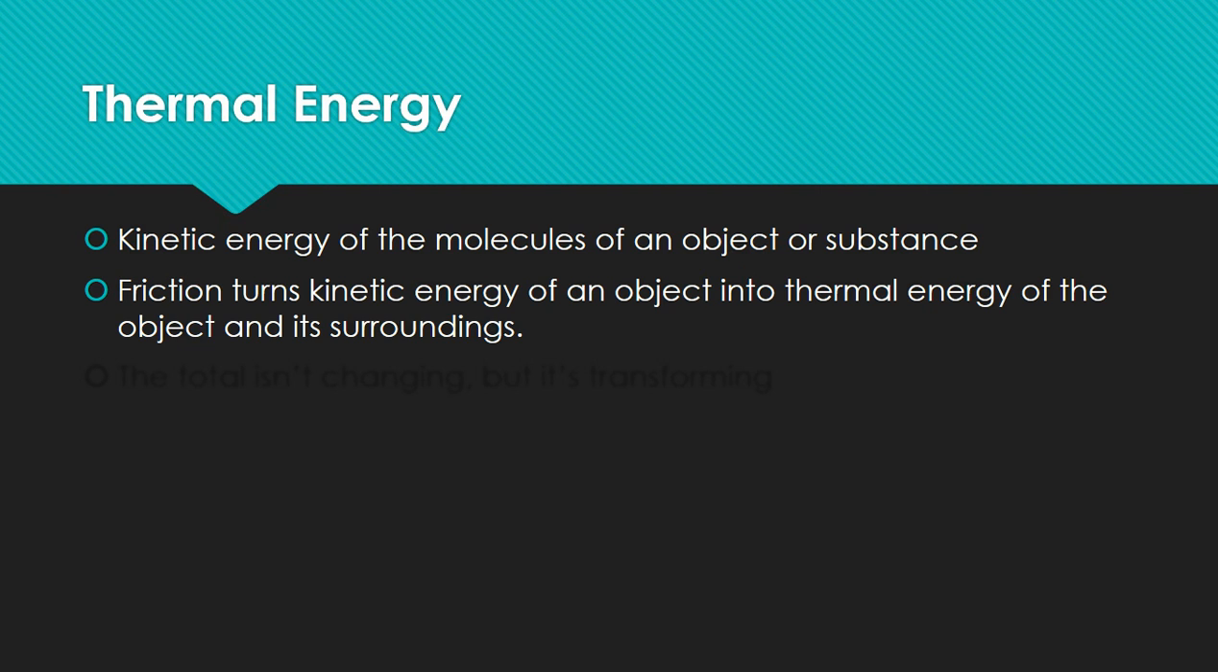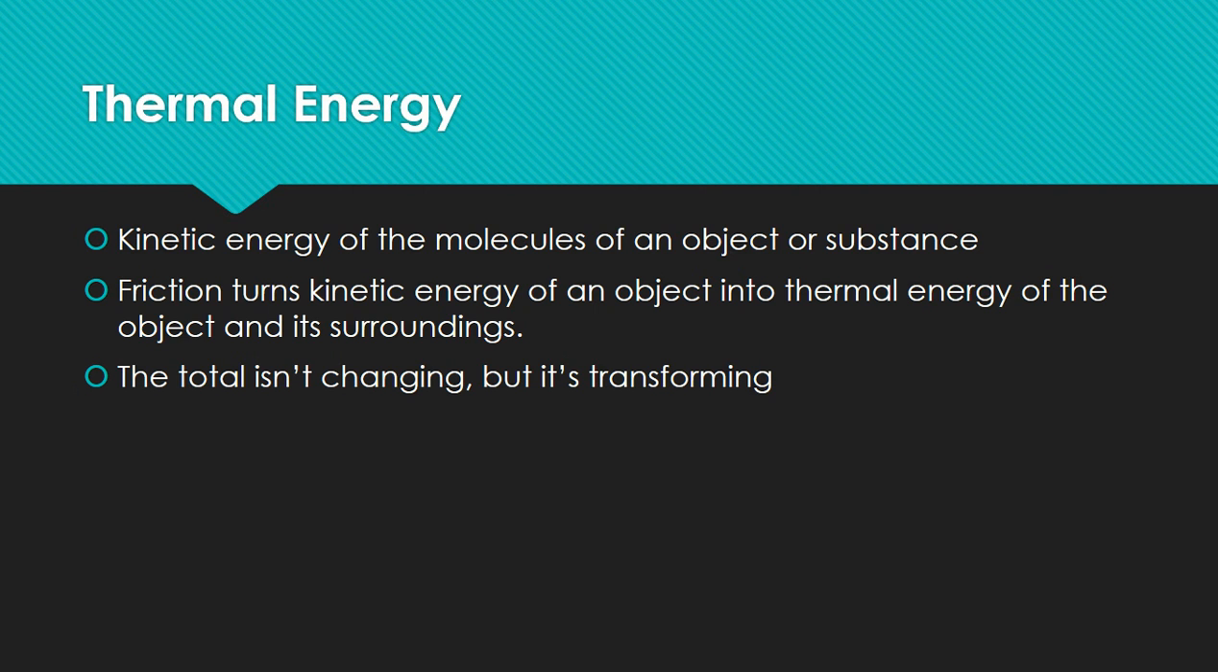Friction is going to turn the kinetic energy of an object into thermal energy of the object and its surroundings. So if there was a lot of friction on the roller coaster, it would slow down, it would lose kinetic energy, and there would be a third slice that would include thermal energy, increasing the motion of the molecules. Remember, they go faster from our friction simulation. So again, if we think back to our skater girl, the total amount of energy is not changing, but it is transforming from one form to another.